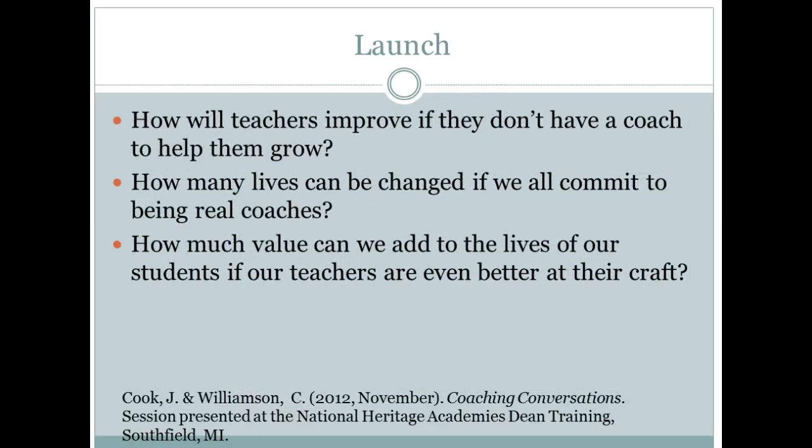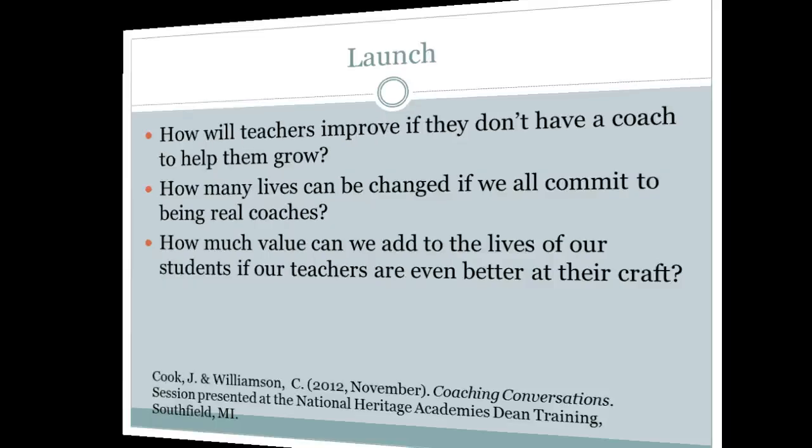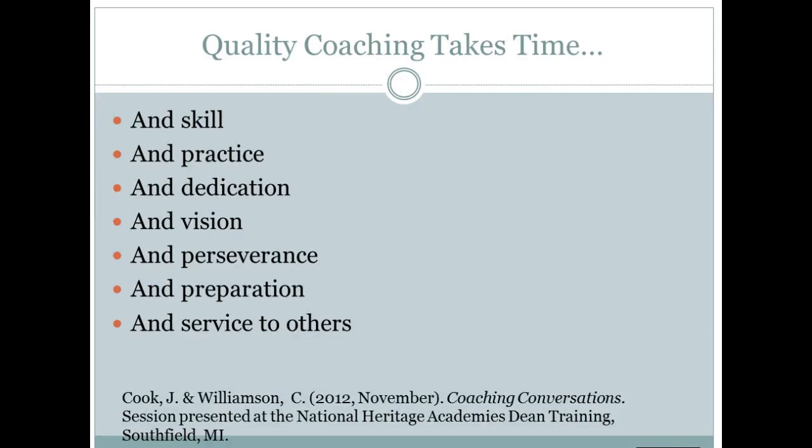To launch you, I have a few questions for you to think about that came from the training I went to. First, how will teachers improve if they don't have a coach to help them grow? Second, how many lives can be changed if we all commit to being real coaches? So getting your priorities in order. Third, how much value can we add to the lives of our students if our teachers are even better at their craft? So essential questions to think about as you frame your role as a coach.